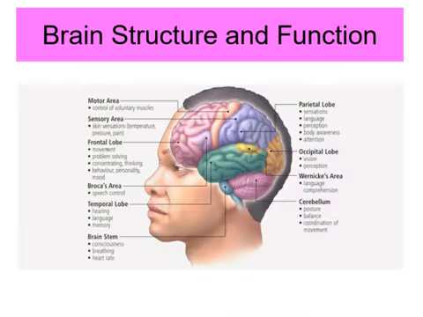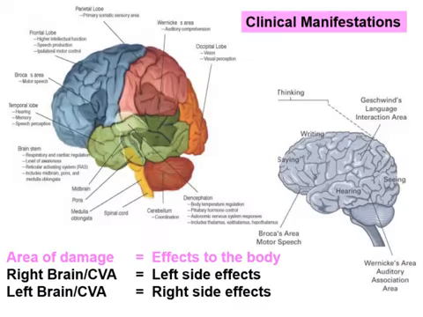So this picture reminds us of the different areas of the brain, structure and function. You might want to brush up on your A and P so that you can understand the consequences of a stroke occurring in different parts of the brain. Depending on the area of damage is what body side and parts are going to be affected. With our right brain CVAs, the left side of the body is going to be affected, and in our left brain CVAs, the right side of the body is going to be affected.